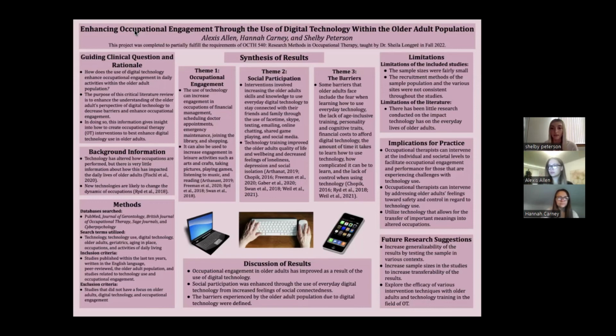With implications for practice, occupational therapists can intervene at the individual and societal levels to facilitate occupational engagement and performance for those that are experiencing challenges with technology use. Occupational therapists can also intervene by addressing older adults' feelings towards safety and control in regard to technology use, and utilize technology that allows for the transfer of important meanings into altered occupations, which means older adults are doing the same occupation but in a different way through the use of technology.